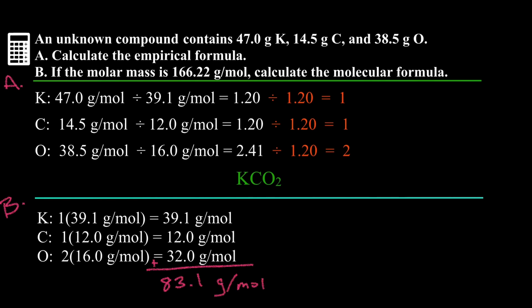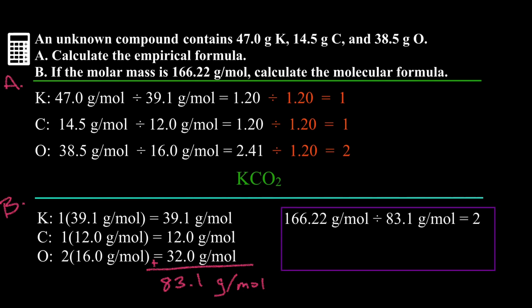And I have another video that I'll link here if you are stuck on molar masses you can refer to. So now I take the molar mass I was given, divide it by the empirical molar mass I just calculated, and I get 2. 2 times the empirical I just got, so the 2 would distribute in, and I would wind up with K2C2O4. And there you go, there's the molecular part B solved.